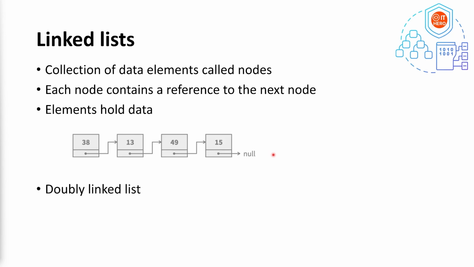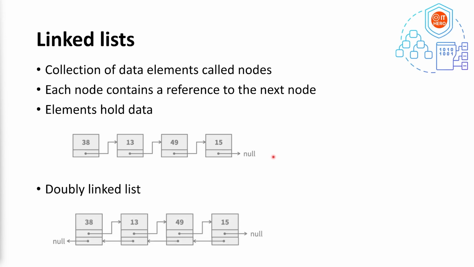We have, of course, also doubly linked lists. These are similar to linked lists, but all elements also have a reference to the previous element, so we can iterate in both directions.